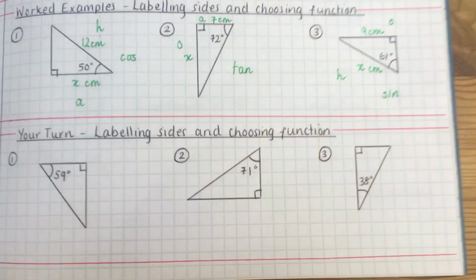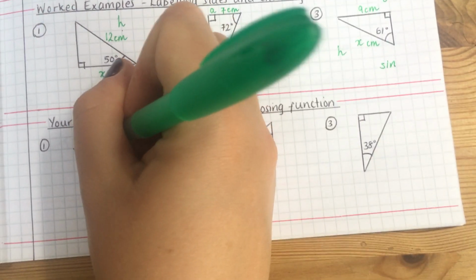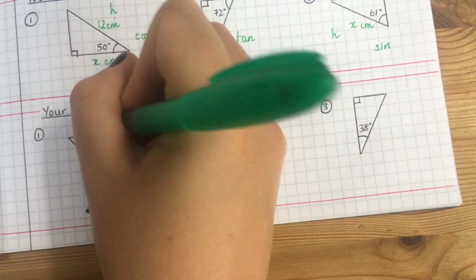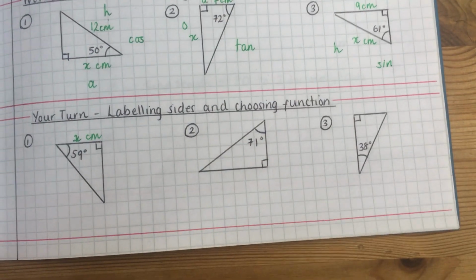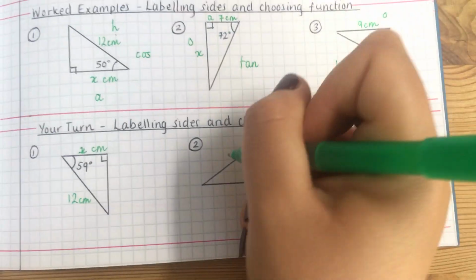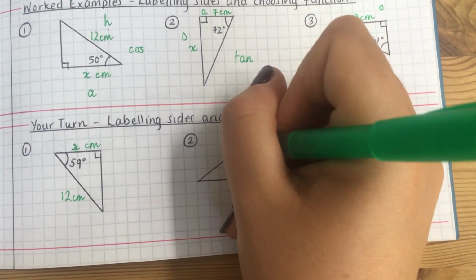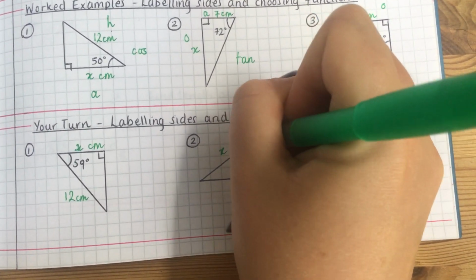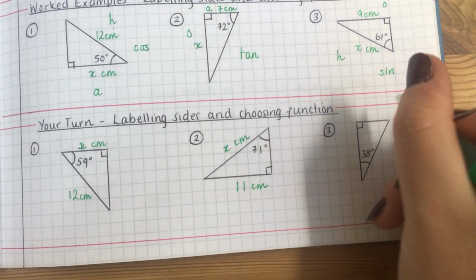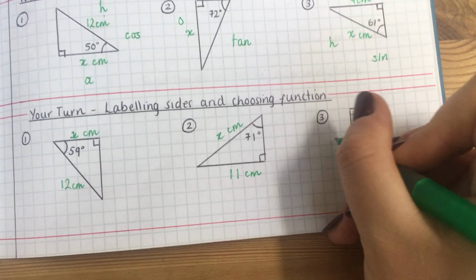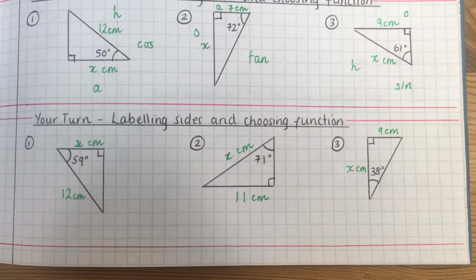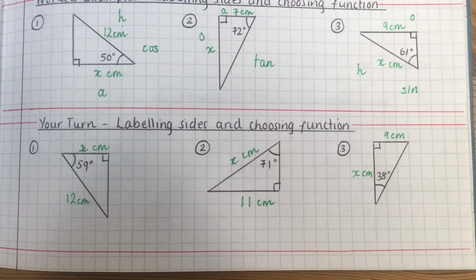So what I'd like you to do is to have a look at these triangles, sketch them yourselves, and label the sides and choose the function, okay? So I'm just going to add the information that you need to be able to answer this. So if you go ahead, pause video, sketch these triangles, label the sides, choose the function, and then see if you're correct.